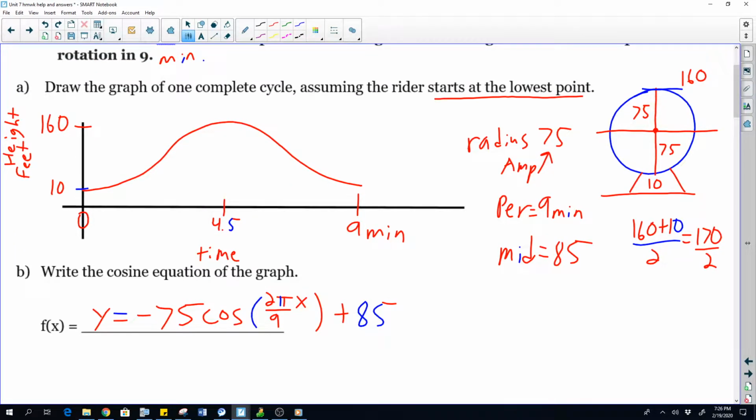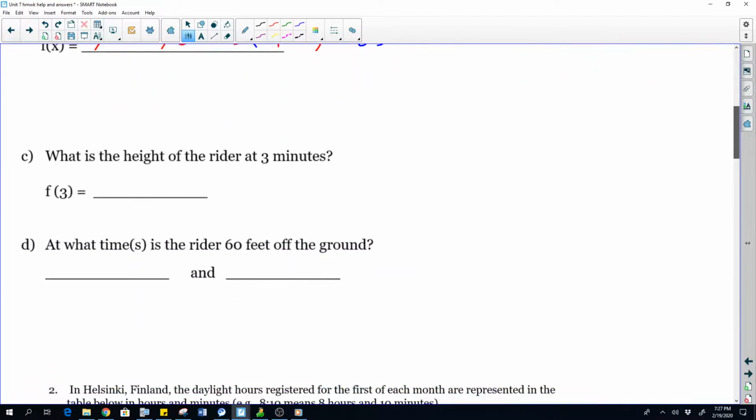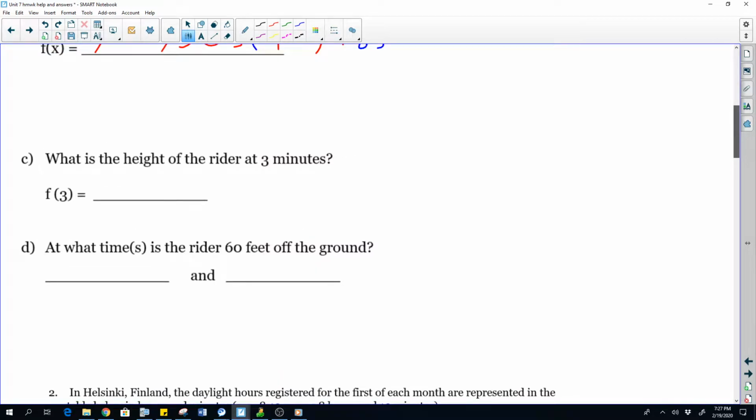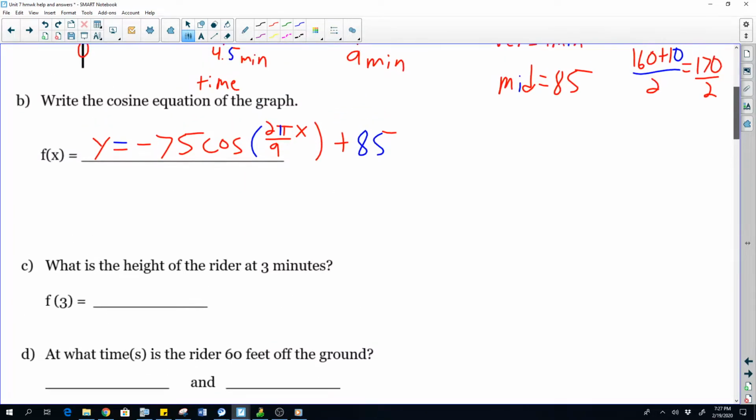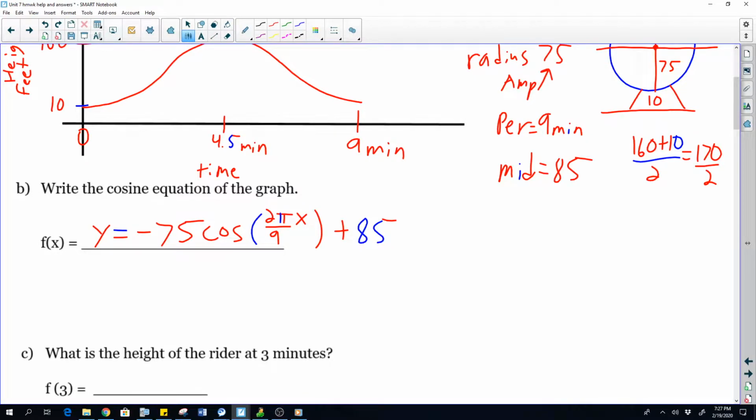Well, 4.5 minutes is about up here at the top. So it'll be a little bit less than that, maybe 150, 140. So we just plug it right into our equation to figure out that problem. In fact, we might graph it with our calculator, make sure we did it right. And at what time or times is the rider at 60 feet off the ground? Yeah, let's just use our calculator to make it easy on us.